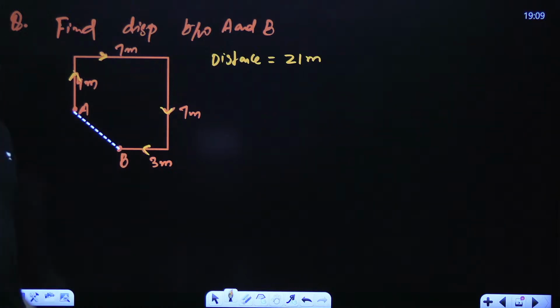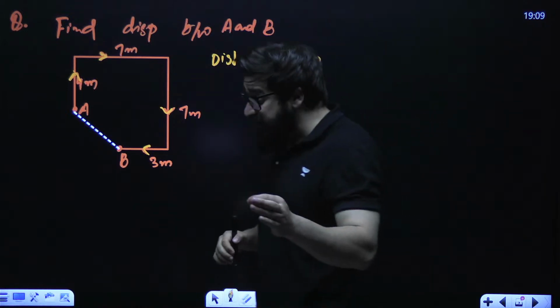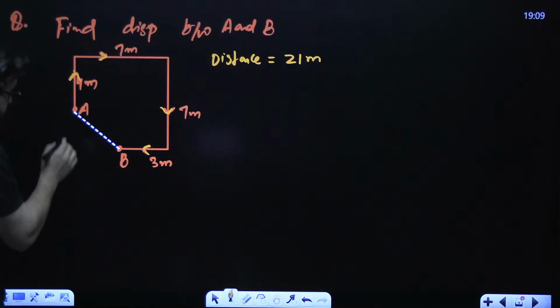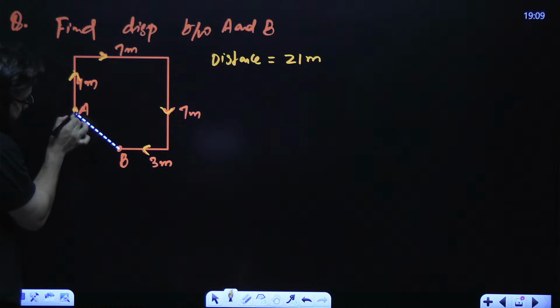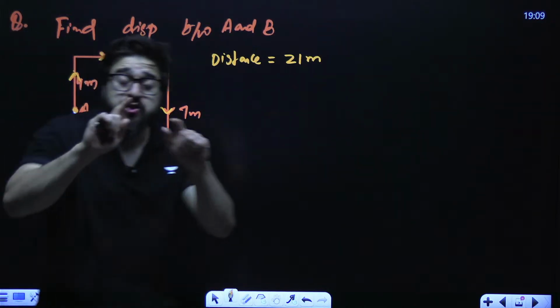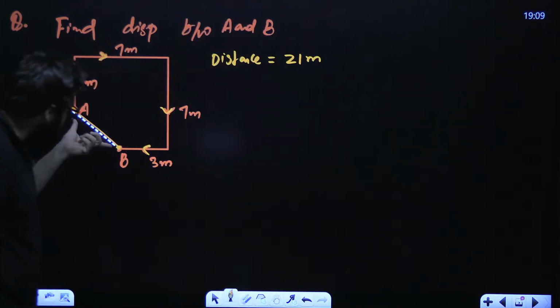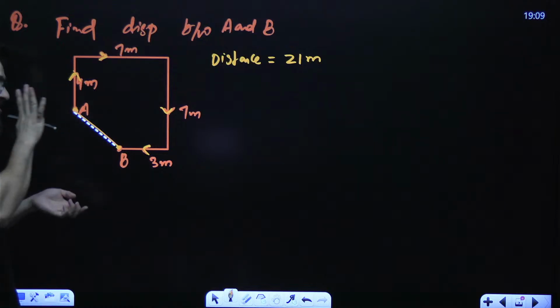But when it comes to displacement, my dear friends, displacement is basically the distance between the initial point and the final point. How much has the particle actually displaced? That is this much only, because this is the initial point and this is the final point.